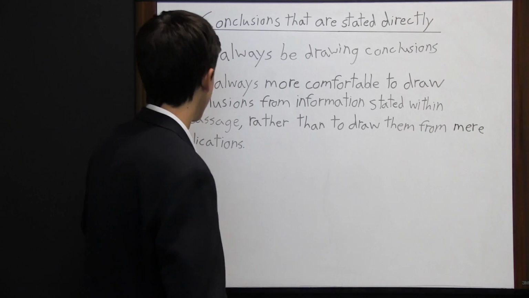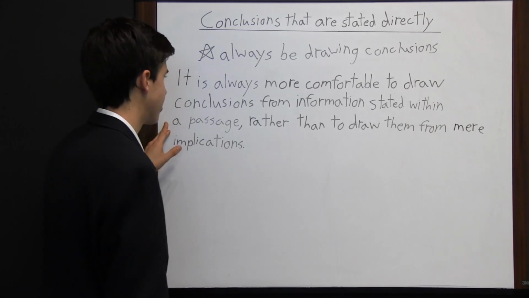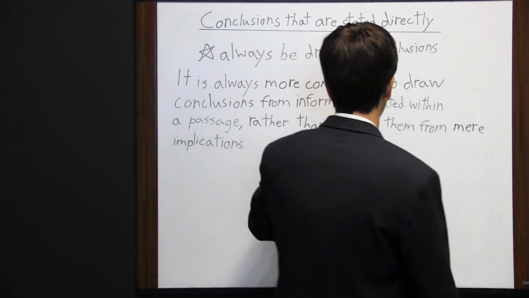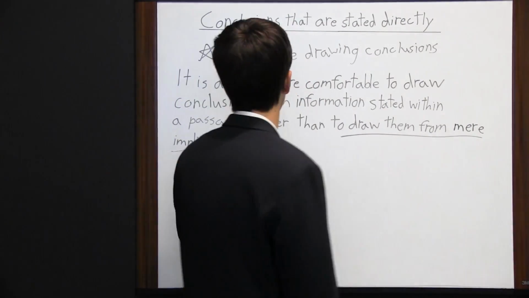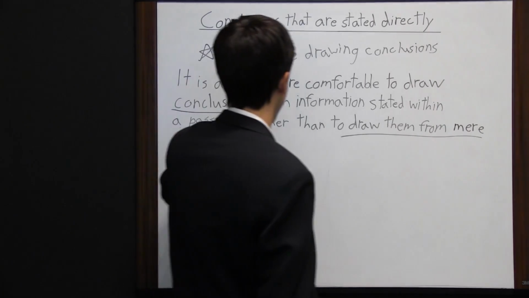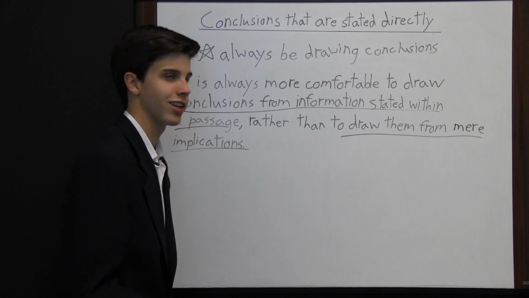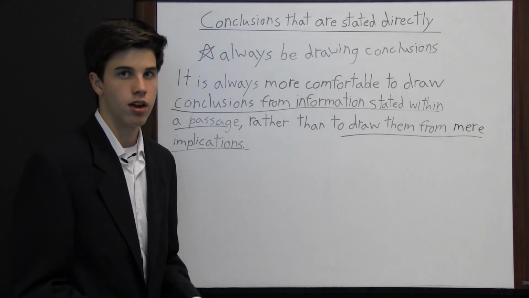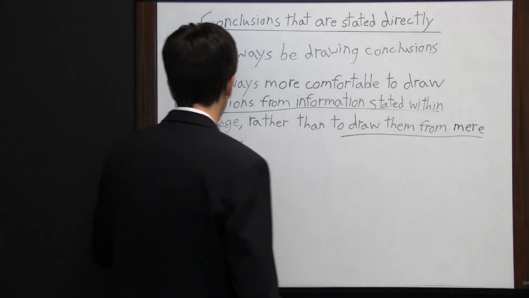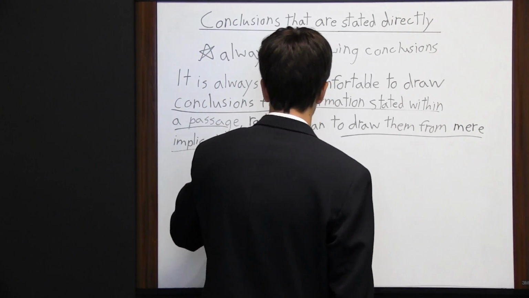Read this sentence. It is always more comfortable to draw conclusions from information stated within a passage rather than to draw them from mere implications. So when we're talking about drawing them from mere implications, that's called inferring. Now, when you're able to draw conclusions from information stated within a passage, that's talking about when a conclusion is stated directly. So these kinds of passages are pretty easy because the information is going to be stated directly. The important thing here is that you read the entire passage.